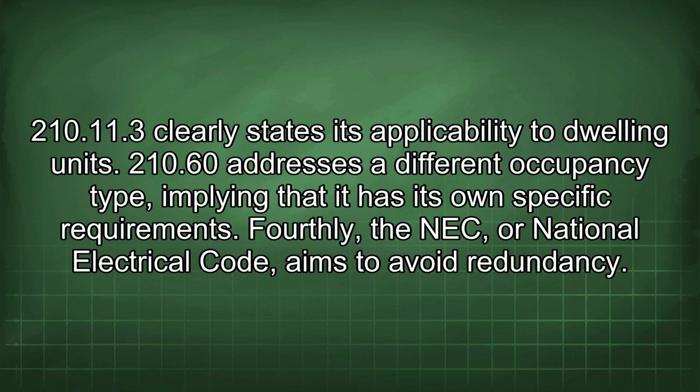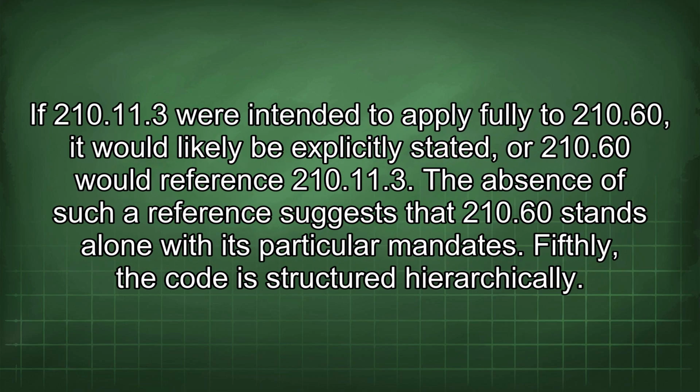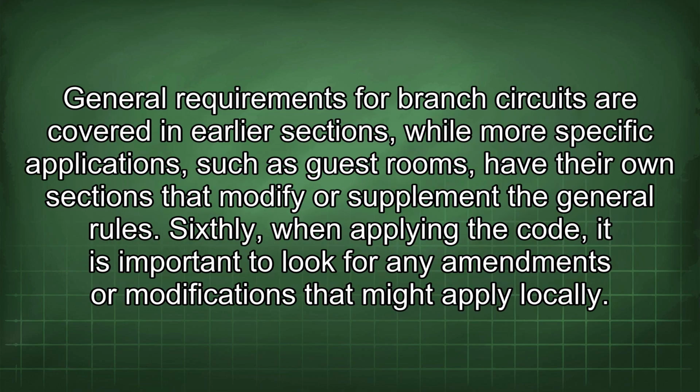Fourthly, the NEC, or National Electrical Code, aims to avoid redundancy. If 210.11(3) were intended to apply fully to 210.60, it would likely be explicitly stated, or 210.60 would reference 210.11(3). The absence of such a reference suggests that 210.60 stands alone with its particular mandates. Fifthly, the code is structured hierarchically. General requirements for branch circuits are covered in earlier sections, while more specific applications, such as guest rooms, have their own sections that modify or supplement the general rules.